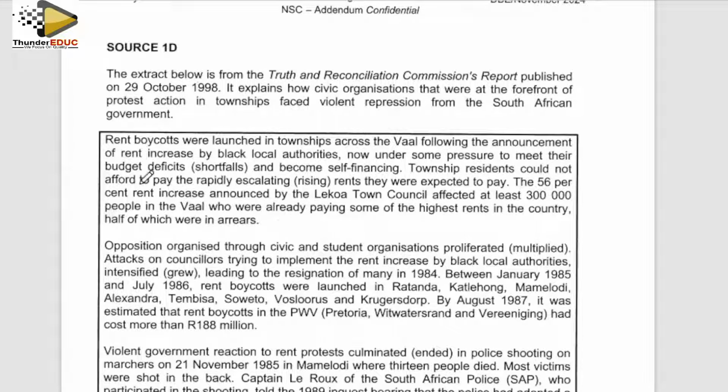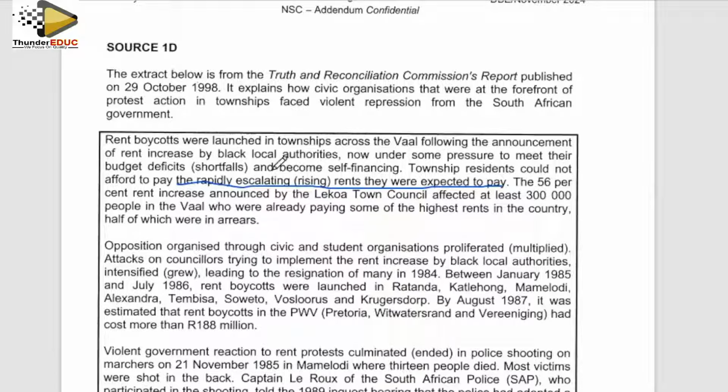Right. If we look at the first part here, it says township residents could not afford to pay the rapidly escalating rents that they were expected to pay. This is one piece of evidence. The rapidly escalating or rising rents that they were expected to pay. Meaning to say, the rents were rising rapidly and way above the capacity of the residents to earn money. At the end of the day, they had no option but not to pay the rent. They had to boycott, not out of defiance, but because of the economic situation. The rents were rising very fast, and they could not catch up with the pace of the rise in the rentals. At the end, they had no option. They were supposed to boycott the rents.